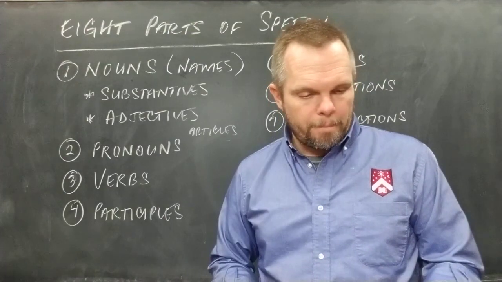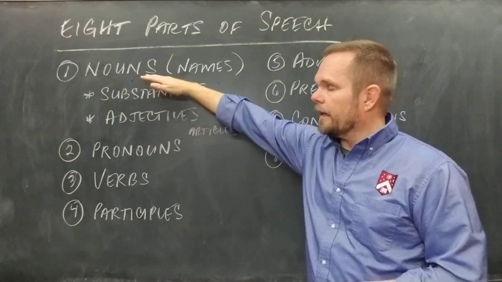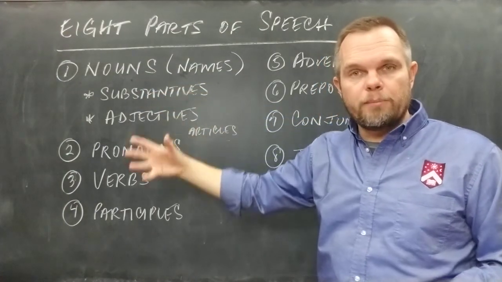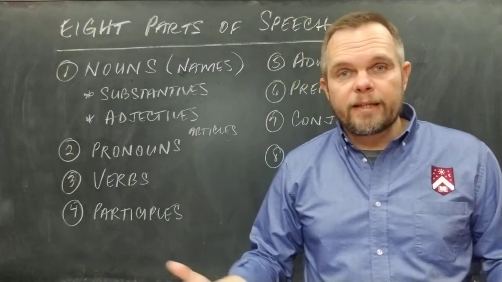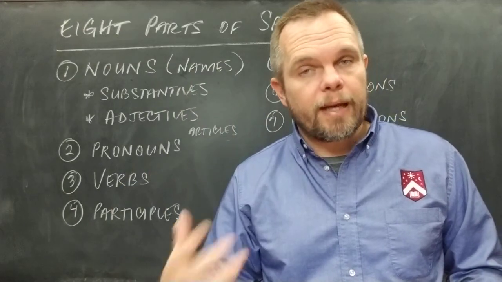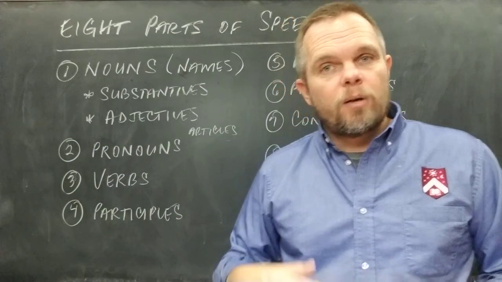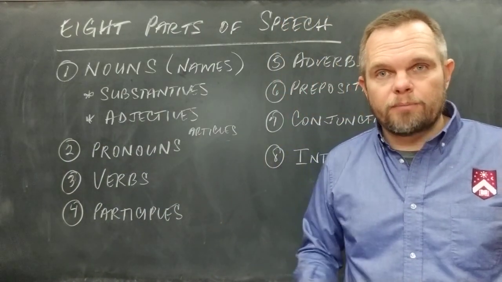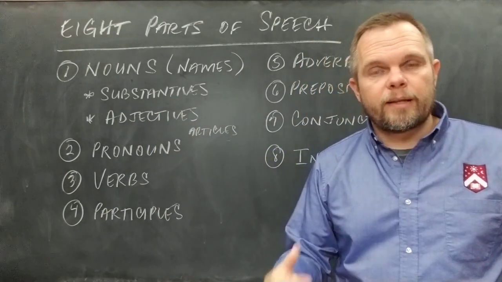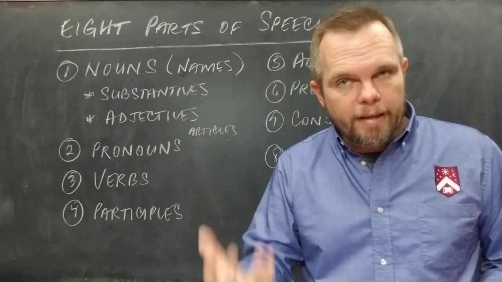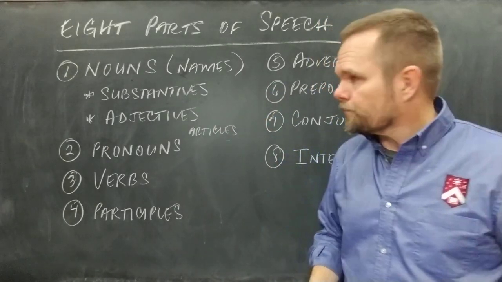The first one, substantive nouns. Substantive nouns are names for objects that have an independent existence. That means they can exist by themselves in our minds as words. We're talking about words, not actual objects. We're talking about names of objects. Any name of an object that is able to exist by itself in our mind is a substantive noun.